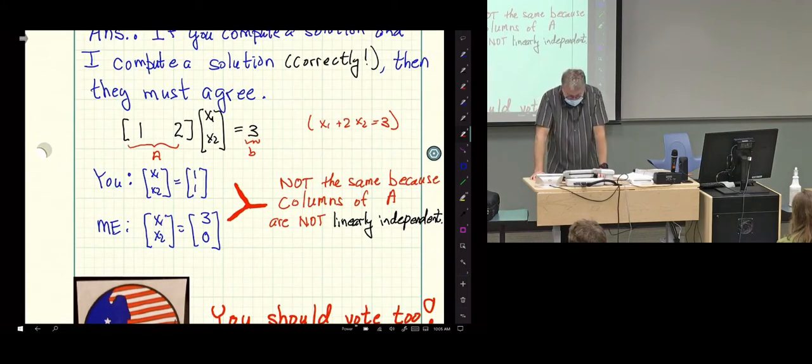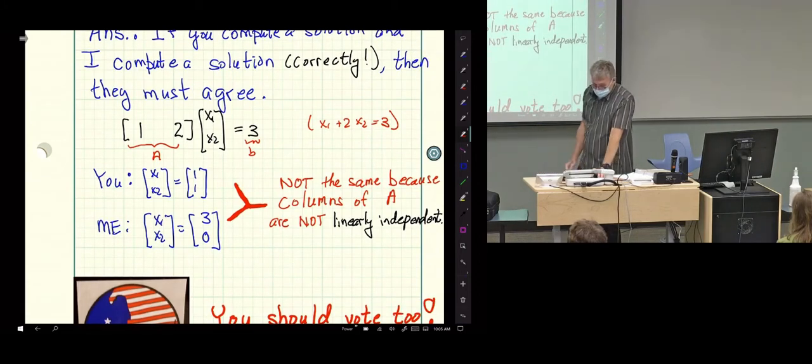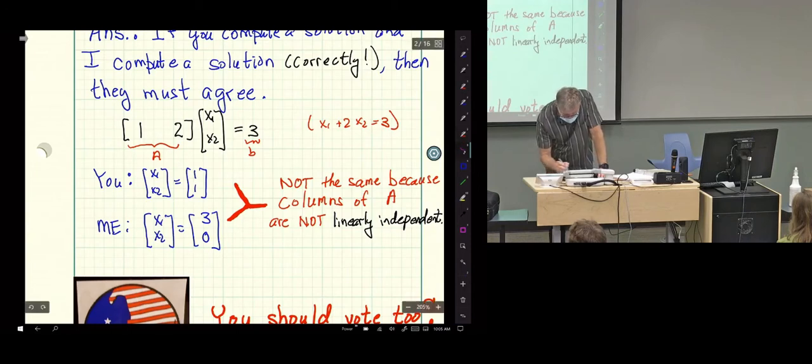So here's an example. Here's an A. It has one row and two columns. Here's our x. It has two components, and it's equal to a b, which is just a scalar. So that's the same as the equation x1 plus 2 x2 equals 3.